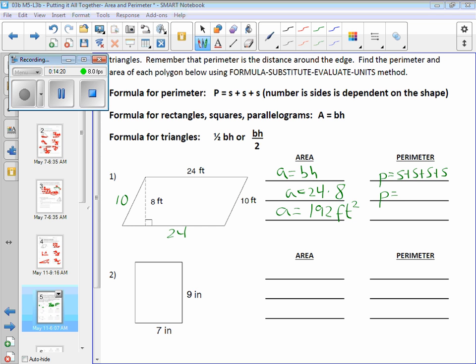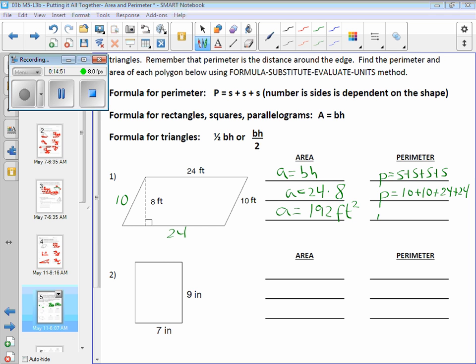What are the sides of our parallelogram? Go ahead, Jack. Plus, plus, plus. What now becomes the throwaway number that we don't need when we do area? Right, we need the 8 for the area, but now we don't need it for the perimeter. What was the throwaway number when we did the area? Okay, so that's good that you know the difference.